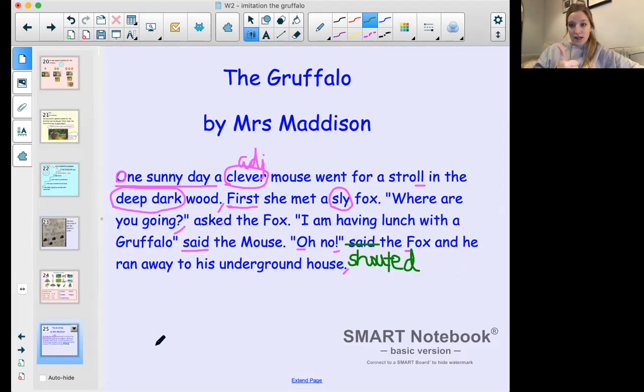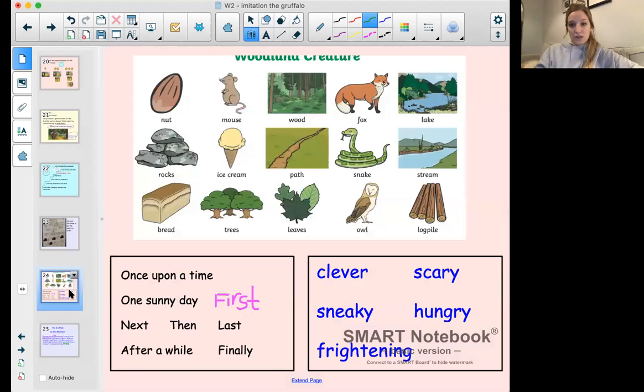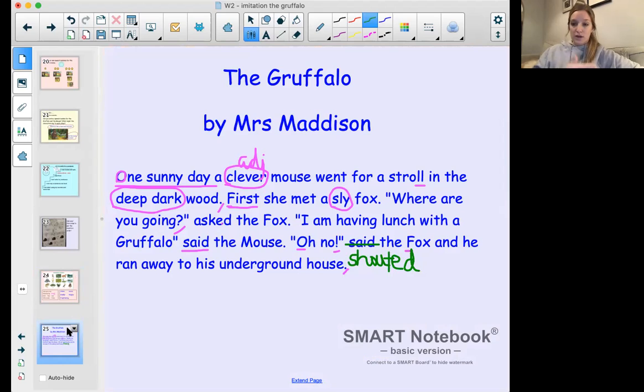So lots of good writing. Use your word mat that we've made. This one right here, you can press pause and use it. Make sure that you are using your story map to help you keep them in order, and always, always, always read your work over, because that's how you're going to know if you've made any mistakes. So well done. Really, really good work, boys and girls.